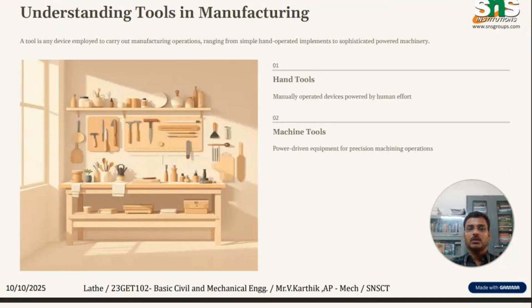Understanding the tool in manufacturing, the hand tools are the manually operated devices powered by human effort. In the lathe machines, in olden lathe machines, we have different types, central lathe and the main lathe, where the feed and the tool fixing or the chuck adjusting are all done with hand tools. Now it is available in the machine tools. It is driven by power driven equipment, like CNC machines or the motor operated machines. Here it will be done using the power source.